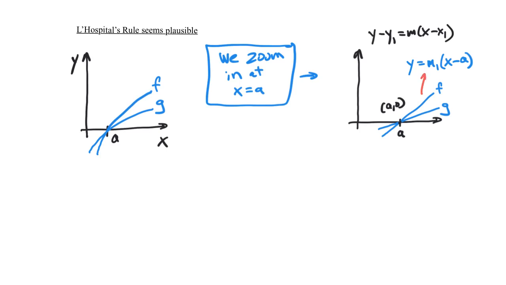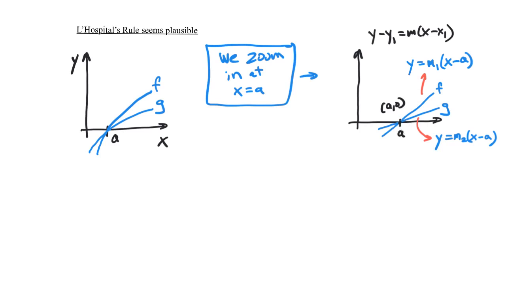And then for g, we do the same kind of thing. We get y minus y1. Again, it goes through the same point, so it's still y minus 0 equals the slope m2 times x minus x1, again x minus a. So these lines look like they're linear. Now, we know they're really not linear, but when we zoom in they look linear. When we get really close to a, these look like straight lines just because we're zooming in. They seem to flatten because we're zooming.